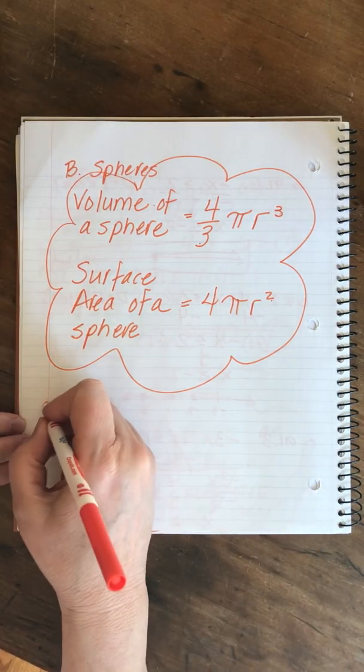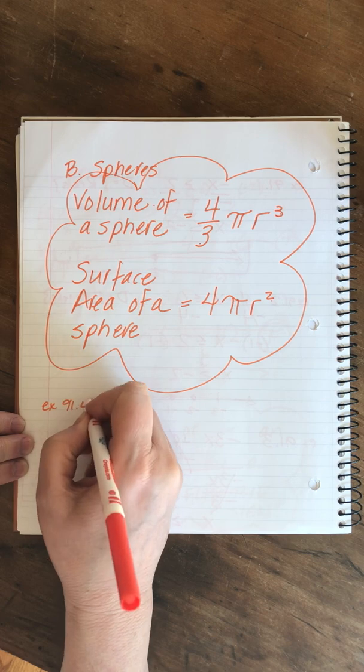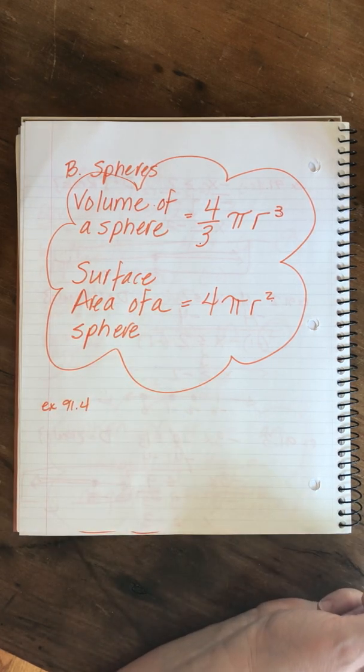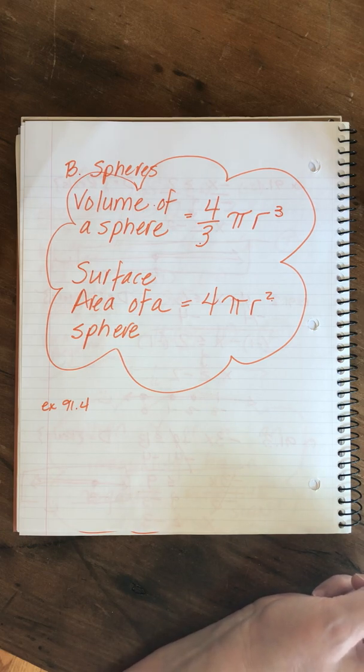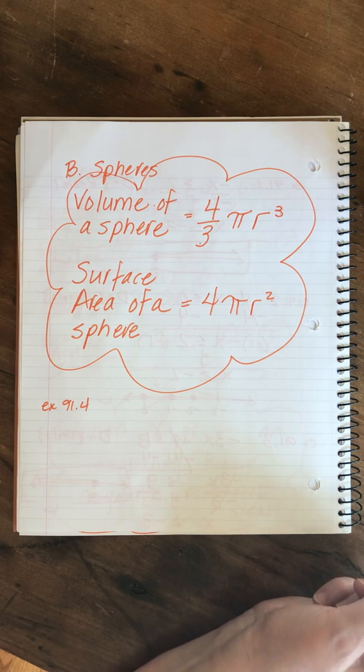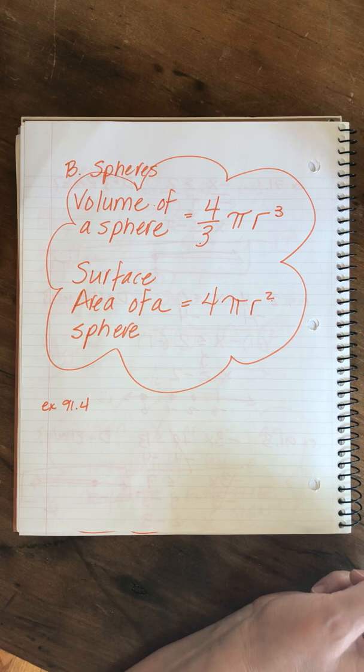Let's do the problems. Example 91.4. John draws a bunch of pictures and diagrams in here to try to help make sense of this. I don't know if it helps or not. We don't need to draw pictures. There aren't pictures in the problems. I'm going to skip over those now because I don't want to confuse you.